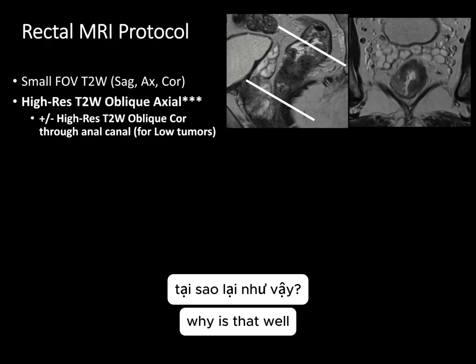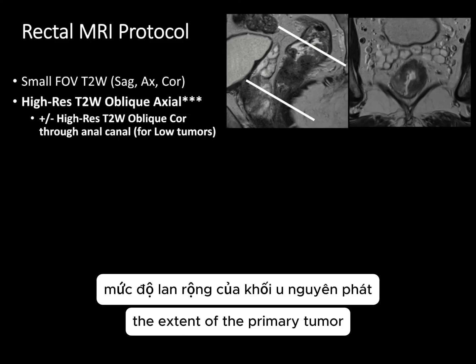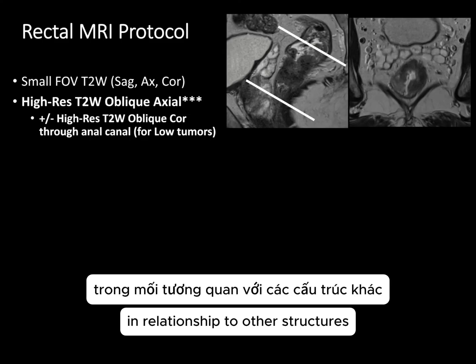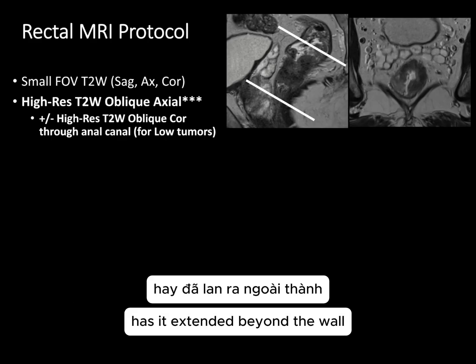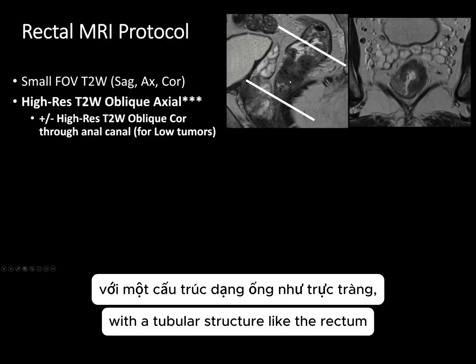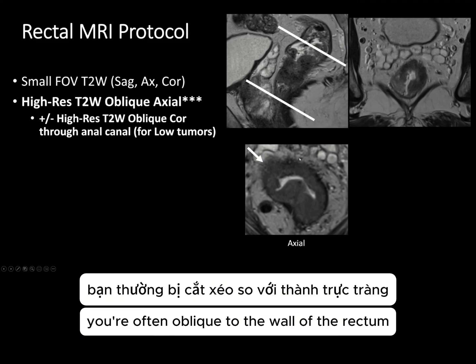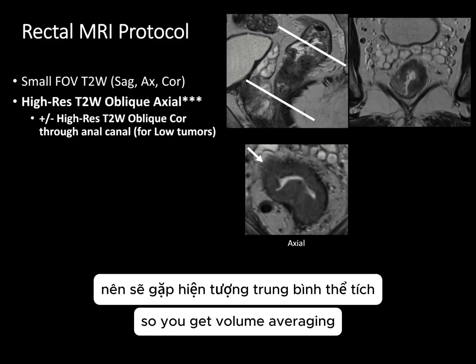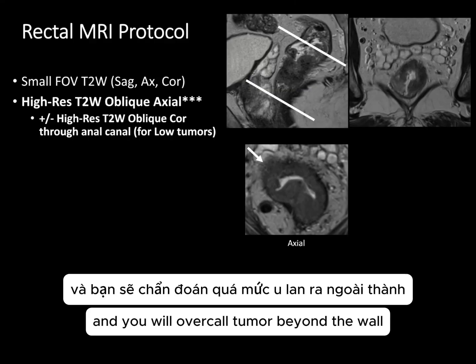Why is that? Well, when staging, we're trying to determine the extent of the primary tumor in relationship to other structures like the rectal wall, i.e., is it confined to the wall? Has it extended beyond the wall? And if so, how far beyond the wall is it? With a tubular structure like the rectum, on standard axials, you're often oblique to the wall of the rectum, so you get volume averaging along with associated blurring, and you will overcall tumor beyond the wall.